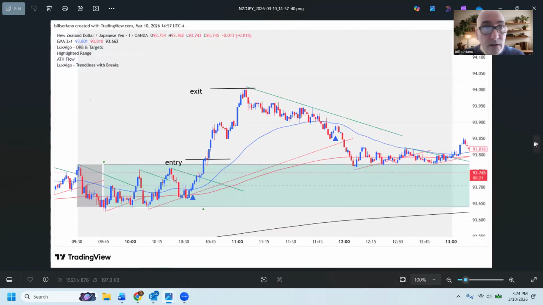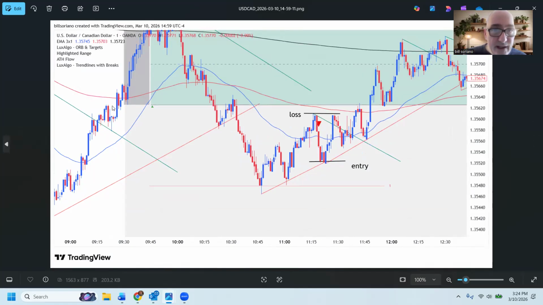Okay. Another one here in NZDJPY. So here's our bullish ATH, our moving averages were aligned. Here is our break. We got the break of the trend line here, and then a nice confirmation candle here. So we have an entry and an exit. This one gives us enough room. It's a little bit tight on the exit, and then after that, it does drop down and ends up going down below our entry. But that was a winning trade there.